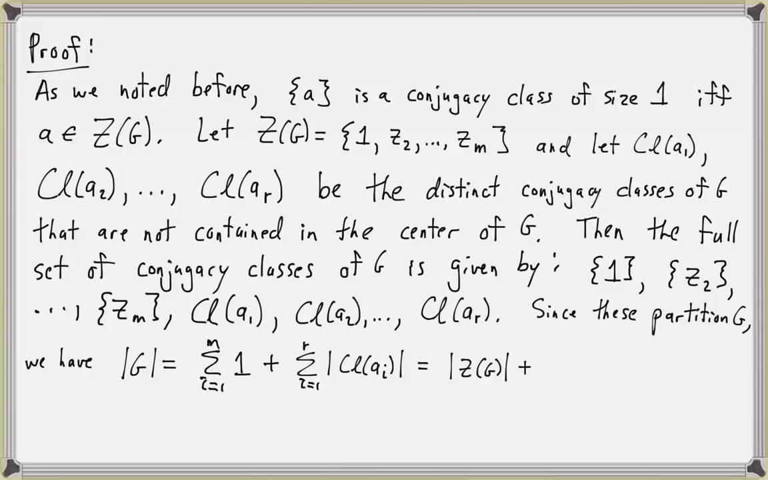And then by our previous lemma, we know that the order of the conjugacy class of a_i is equal to the index of the centralizer of a_i. So we get that this second sum is equal to the sum where i ranges from 1 to r of the index of the centralizer of a_i in G. And again, this follows from lemma 1, which we proved earlier. So this gives the class equation. Again, this is just a consequence of the fact that the conjugacy classes of G partition the group G.